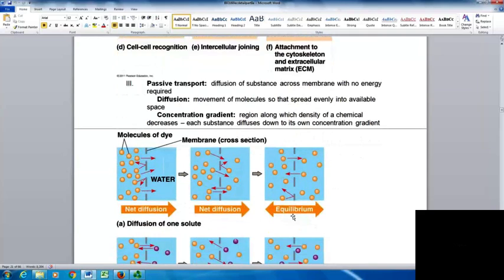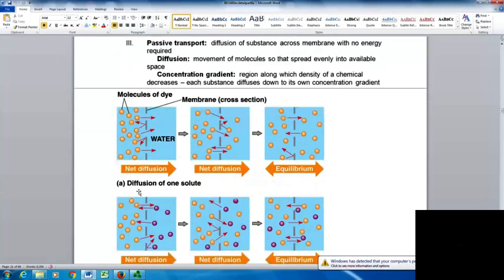So when things move across a membrane, you can have different types of transport involved. Passive transport is going to involve the diffusion of a substance across a membrane, and it's a passive process, so no energy is required. Diffusion is the movement of molecules so that they spread evenly into the space available. They move down their own concentration gradient, so they'll move from an area of higher concentration to lower concentration. The concentration gradient is just that region along which the density of a chemical decreases. So it's going to diffuse down its own concentration gradient.